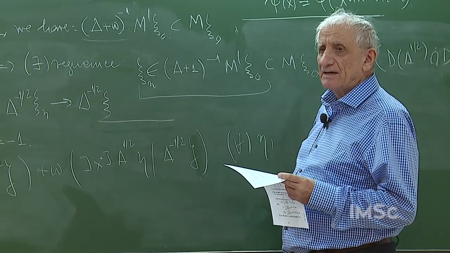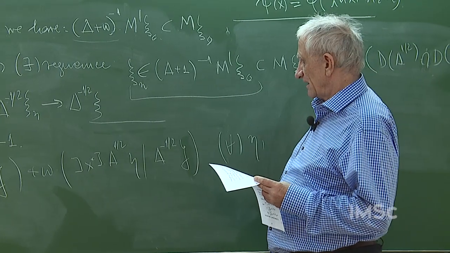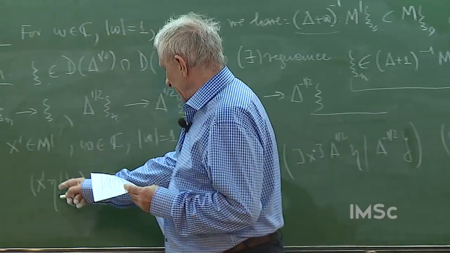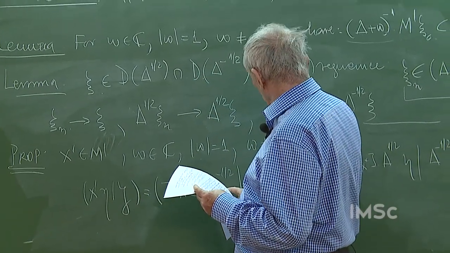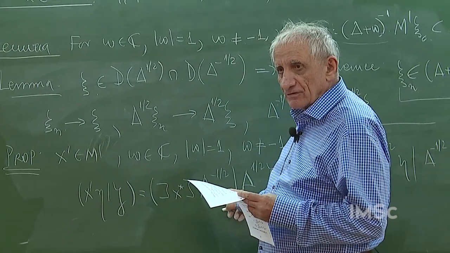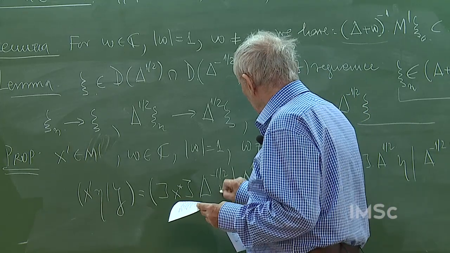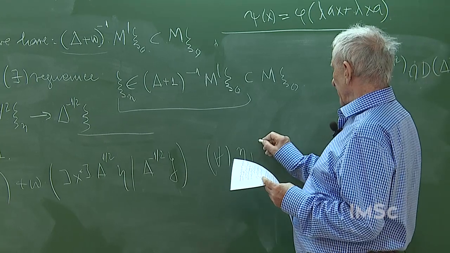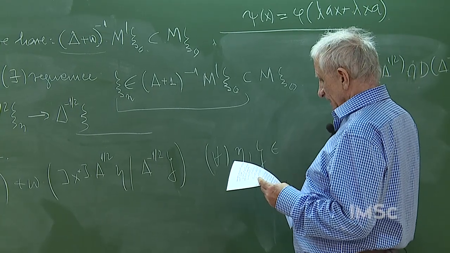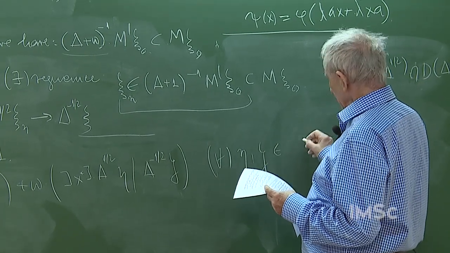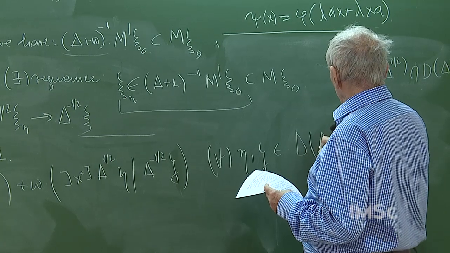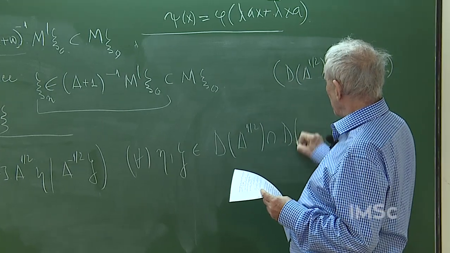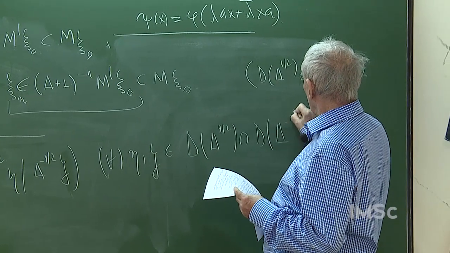Is there an eta missing in the second class? So here is eta, here is missing eta. Thank you. That was the question. So for eta and zeta belonging to the domain of delta power 1/2, intersection domain of delta -1/2.